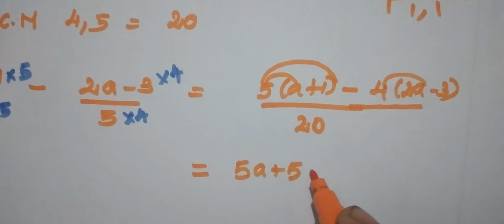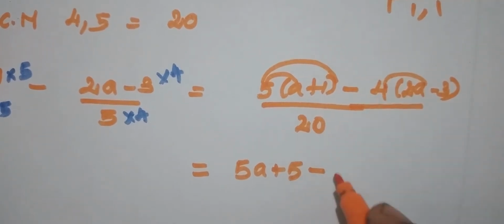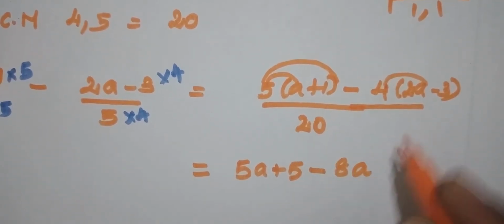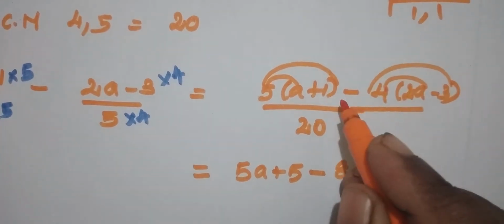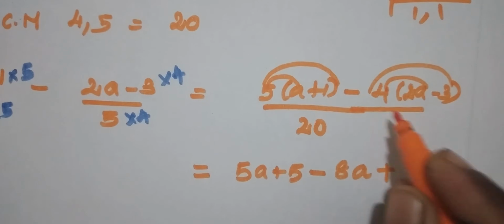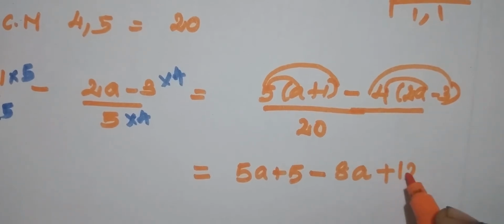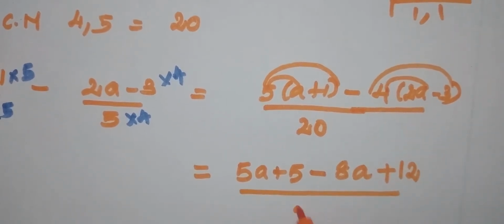Minus into plus is minus. 4 2s are 8a. Now multiply this minus 4 with minus 3. Minus into minus is plus. 4 3s are 12. Divided by 20.